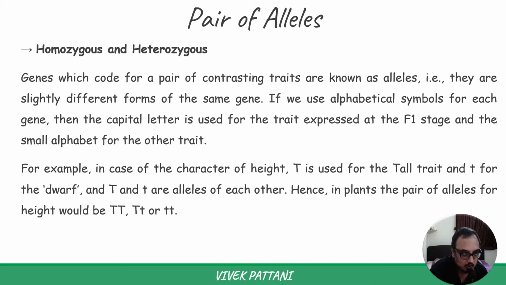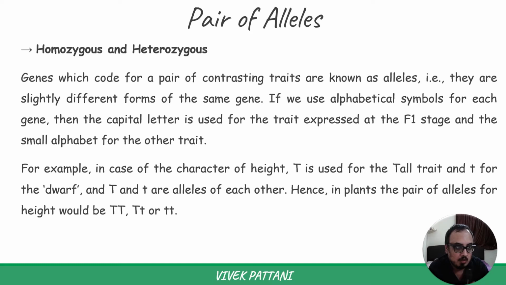Okay, as you all know, the genes which code for a pair of contrasting traits are known as alleles, and they are slightly different forms of the same gene. If we use alphabetical symbols for each gene, then the capital letter is used for the trait expressed at F1 stage and the small letter for the other trait.